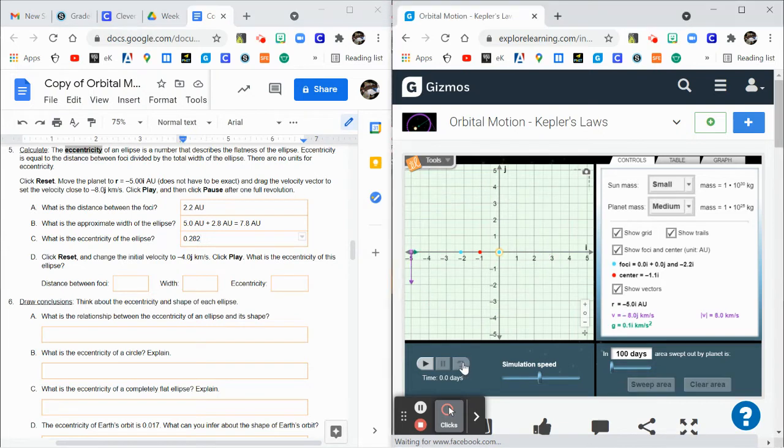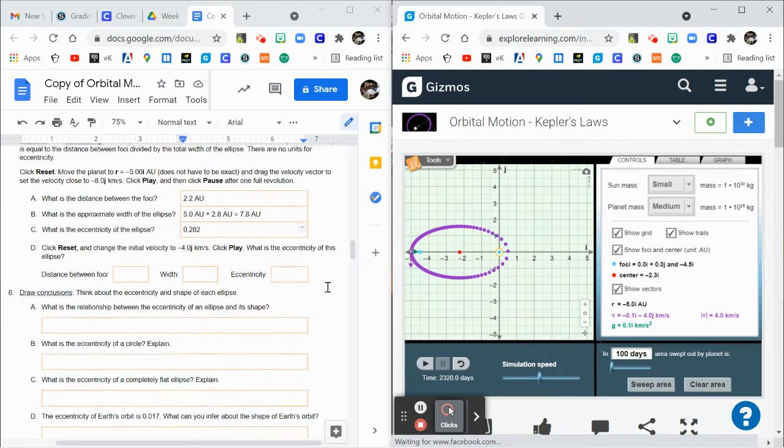Now it says click on reset and change the initial velocity to -4. Okay, so let's click on reset and let's do -4. There you go, there's -4. And so let's click on pause when it's a full rotation. And there it is. So now you go ahead and do that. Distance between the foci, right? The width, what is the width? And the eccentricity. So you can calculate that.